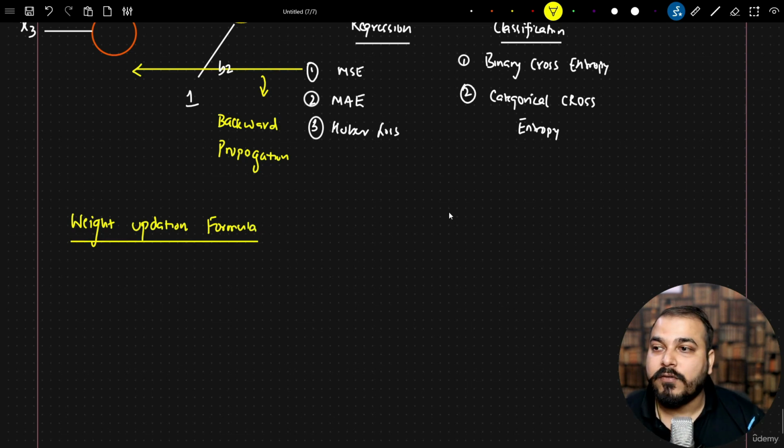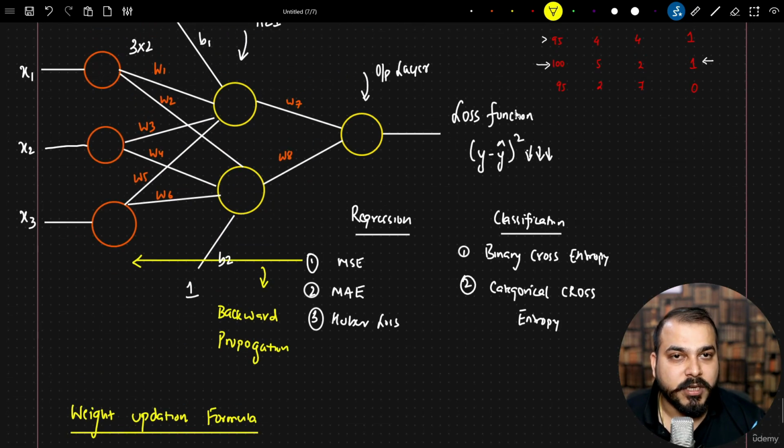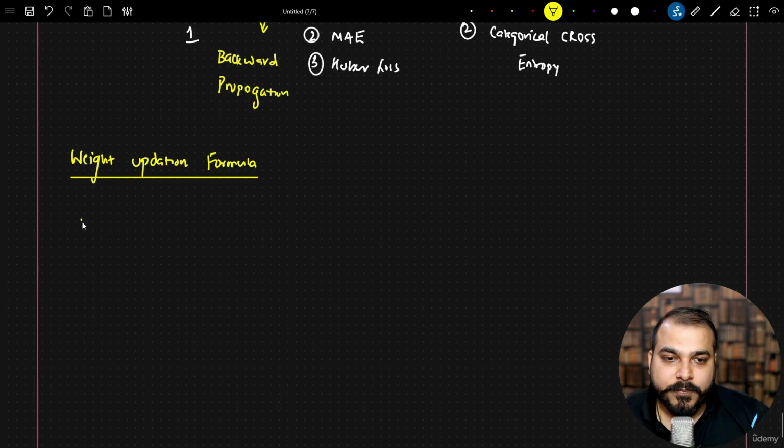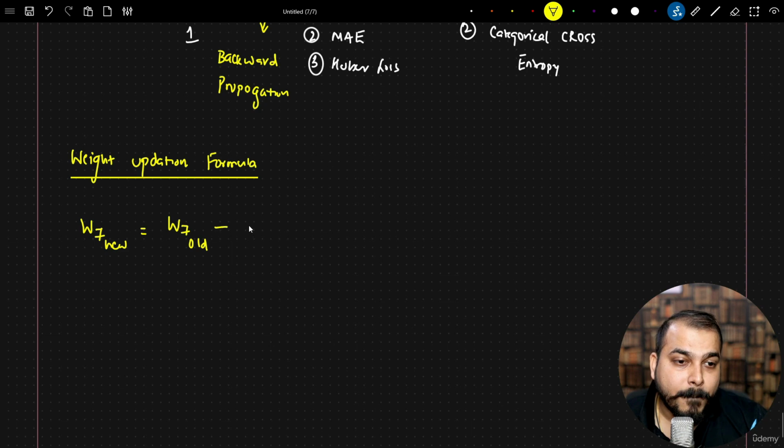Now in the weight updation formula, you can see that when I am doing the backward propagation from the loss, the first weights that I will be getting are W7 and then W8. Now this W7 will get updated like this. W7 new, because this will be the new weight, is equal to W7 old minus this notation. I will explain what exactly this notation is.